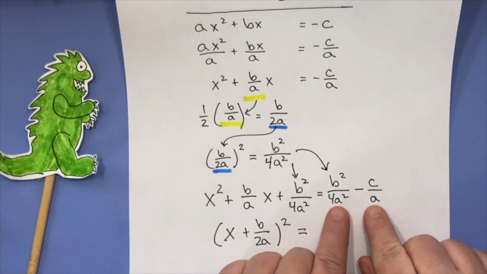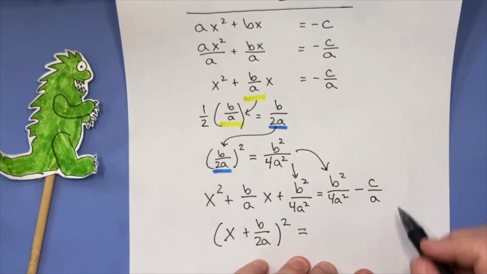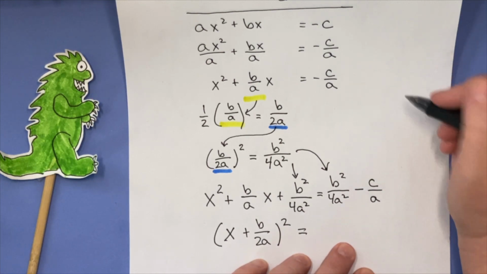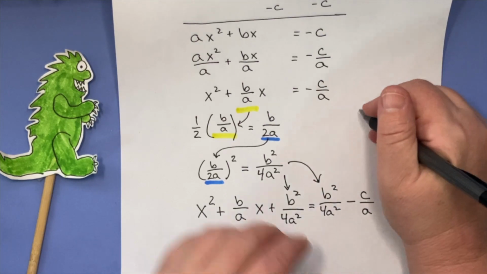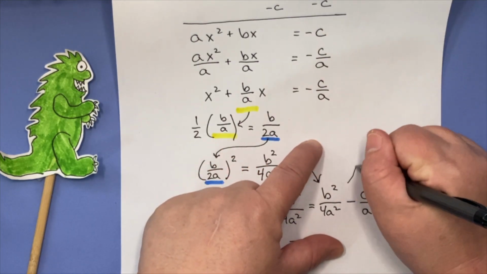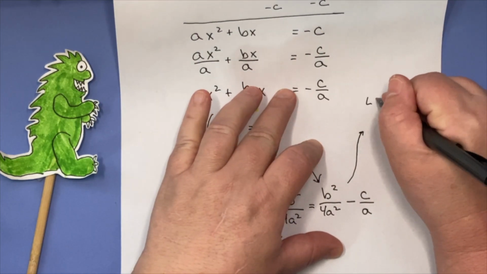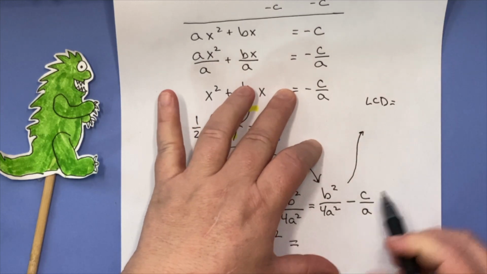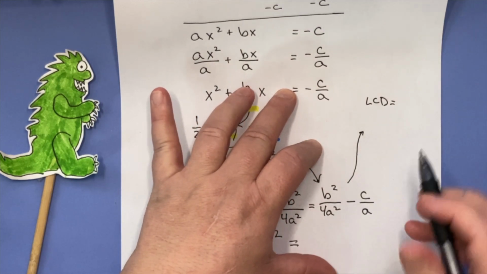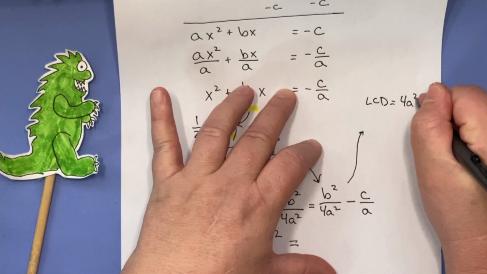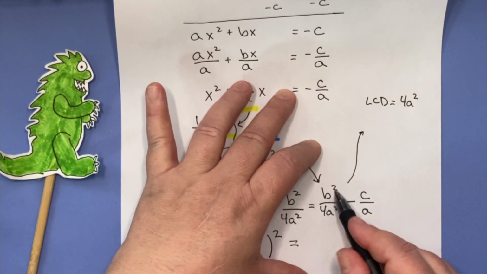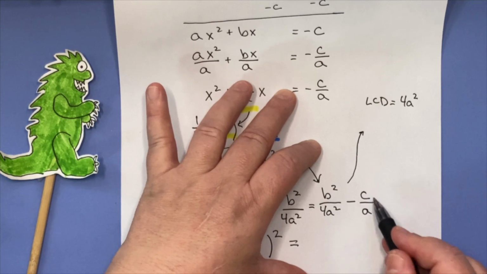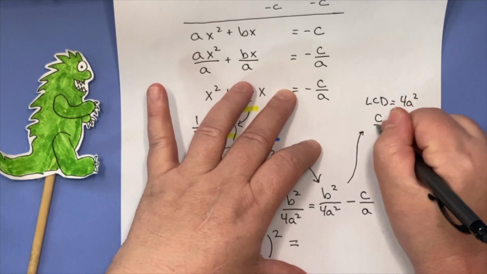And I will want to find a common denominator. And so somewhere over here, I'm going to probably put it up here where I've got a little bit extra space. I'm going to see that for this, my least common denominator between 4a squared and a is going to be 4a squared. So this is already written in common denominator land, but I need to rewrite the c over a.